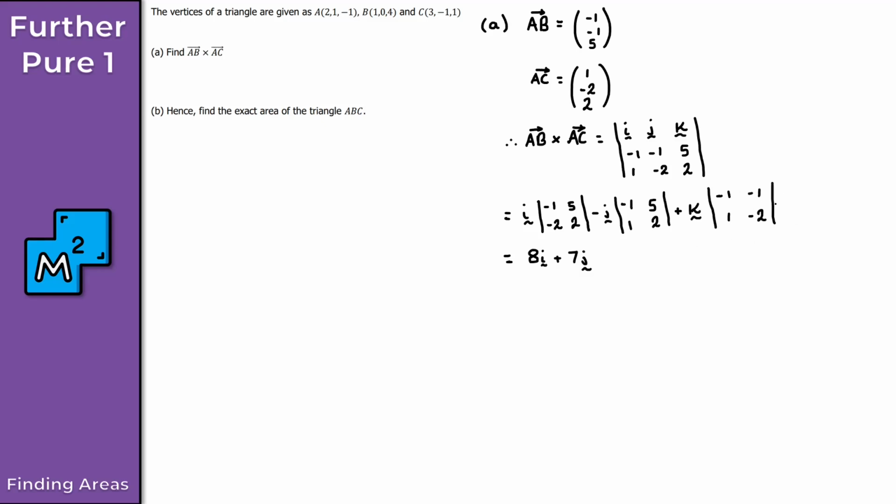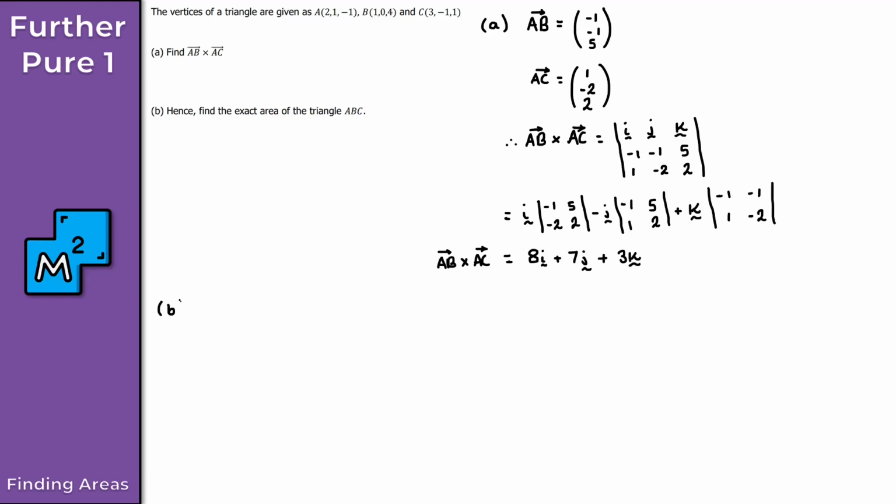So minus 1 times minus 2, that's positive 2. We then get minus 1 here. So in other words, 2 plus 1 giving us 3. So we get 3k there. Okay, like so, and there we have it. So this here then is the vector AB crossed with the vector AC. And that gives us the solution to part A.